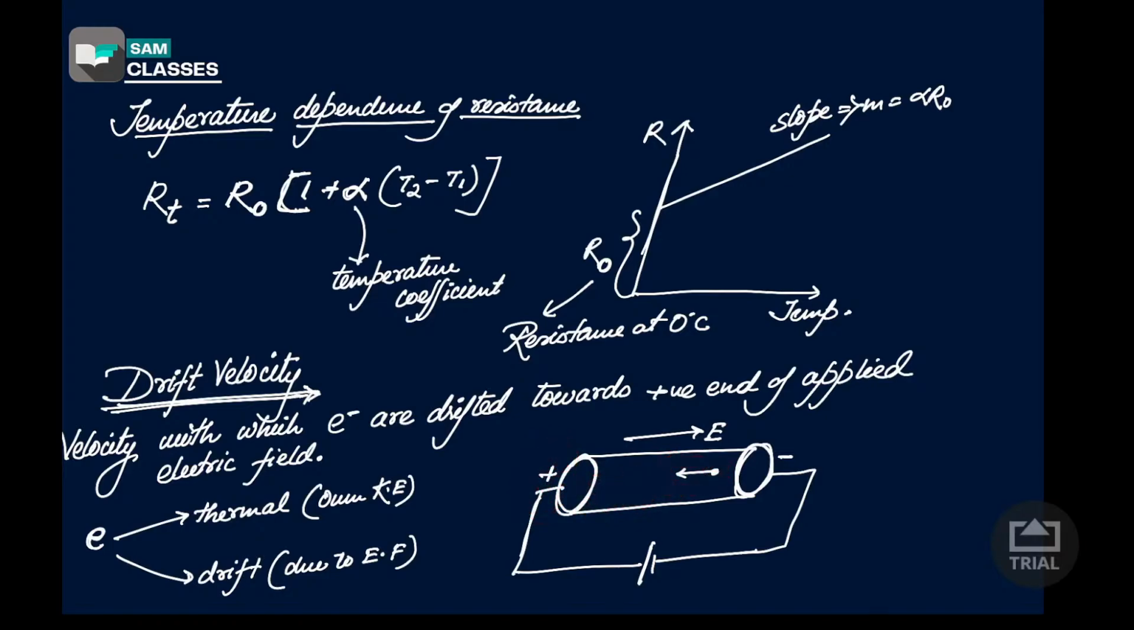Chalo. So an electron has thermal energy due to its own kinetic energy, and the drift due to the electric field applied. Whenever you apply an electric field, what will happen? They'll be attracted towards the field and they'll move towards it. Clear? Clear? Yes and no? समझ आया बच्चों?